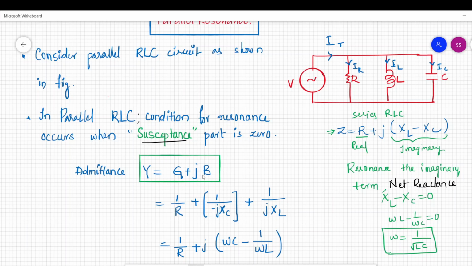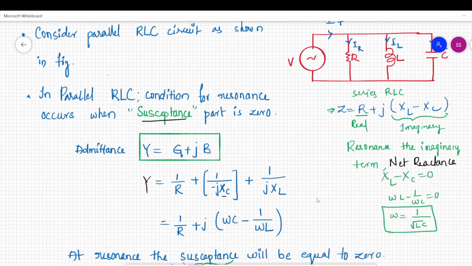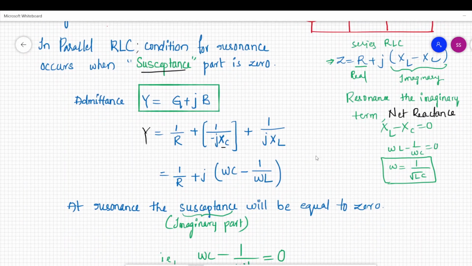So what is the susceptance part? Let us derive the admittance Y equal to 1 by R plus the second element, 1 by jXC for the capacitor, and 1 by jXL for the inductor. We have three RLC elements, so I have obtained the admittance for three elements. Here the admittance is 1 by R plus j times the coefficient of the j operator, which will be omega C minus 1 by omega L.